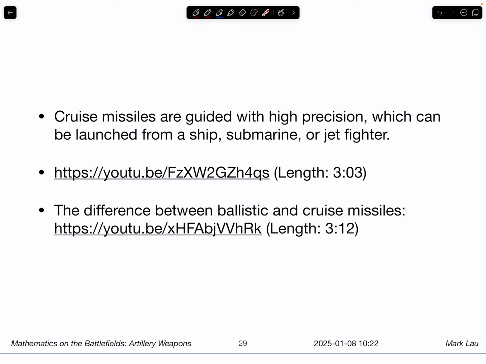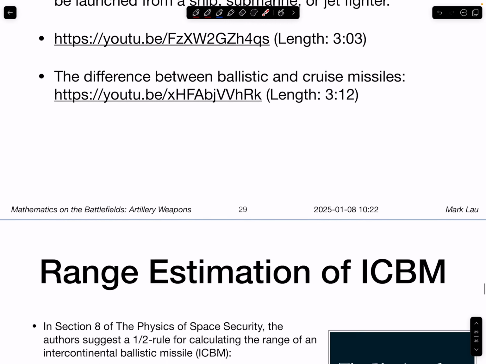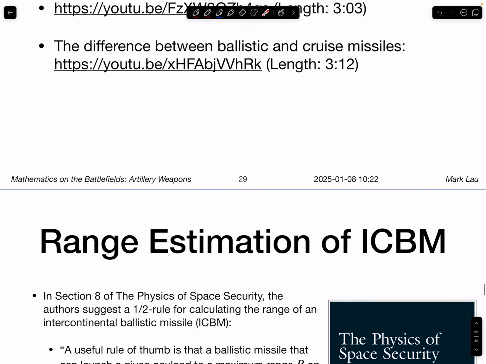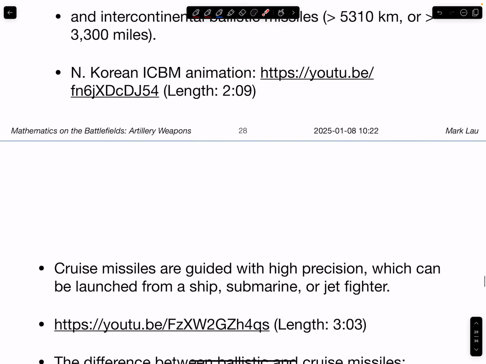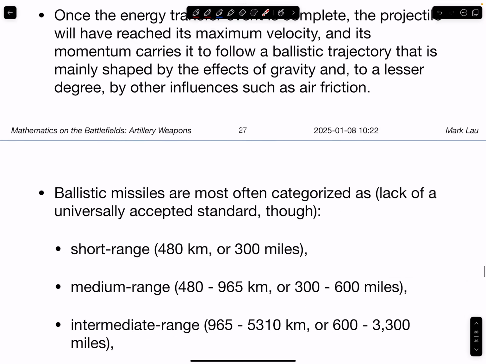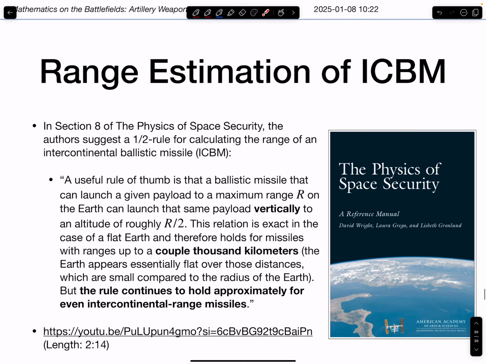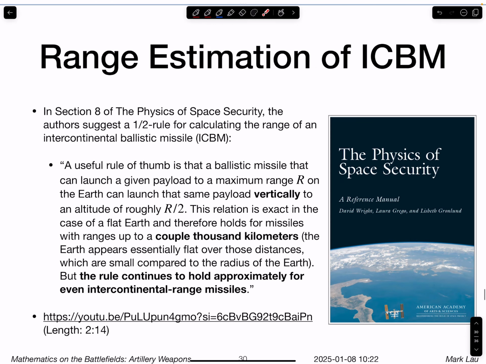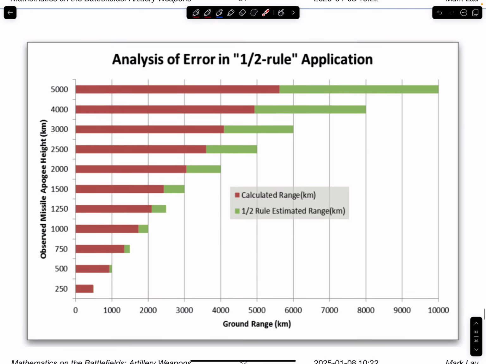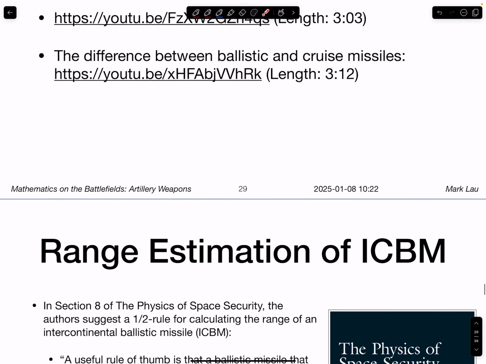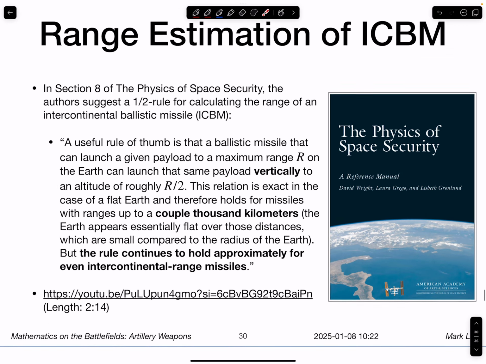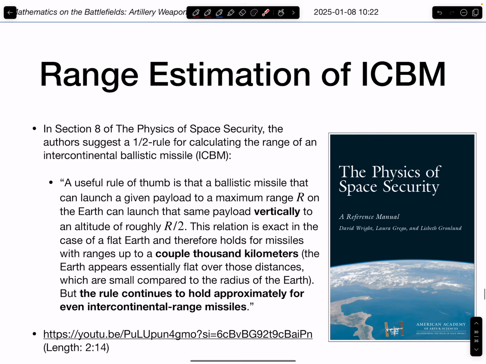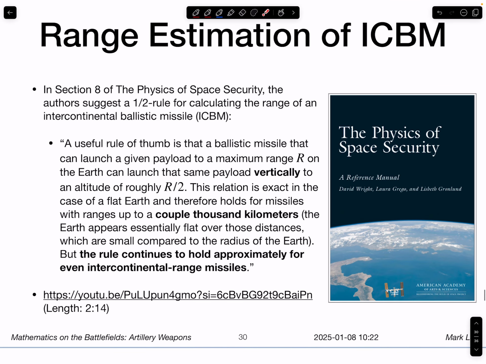Cruise missiles are guided with high precision, and can be launched from a ship, submarine, or jet fighter. Okay, so these are just some random facts about missiles. I don't think the professor will ask questions based on that. This is something I need to know. The 1/2 rule. I remember the professor was telling us that this is important during the class.